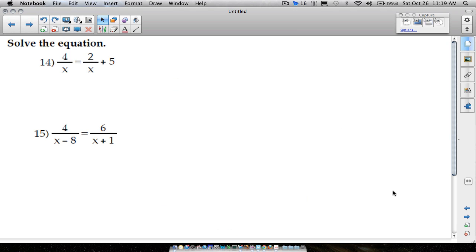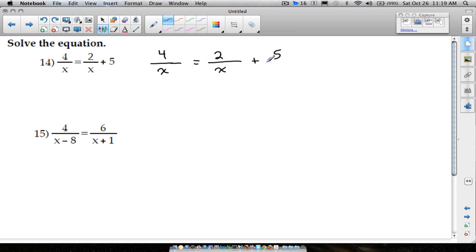Alright, 14 and 15, solving some equations. To solve these equations, we're trying to add these two pieces together, so we have to have a common denominator. The way I showed you in class, my preferred way of doing this is to try and get a common denominator for all the fractions. So I'm rewriting these things out. And people forget that 5 is 5 over 1. So we still got to get a common denominator there.